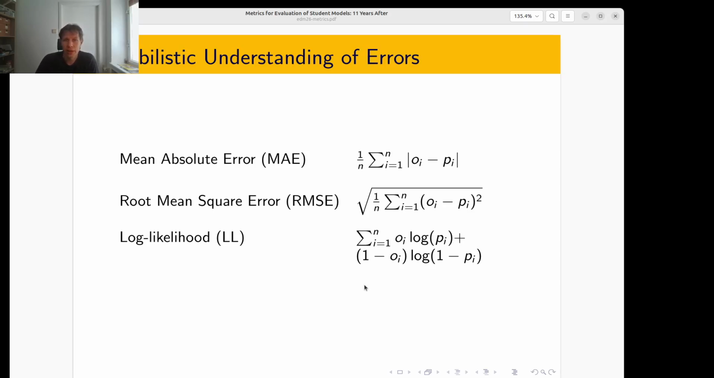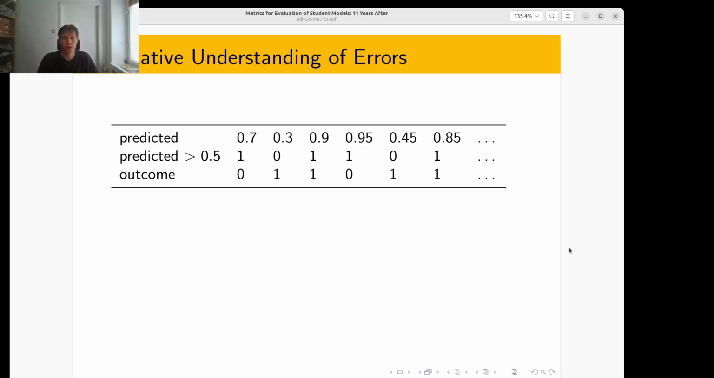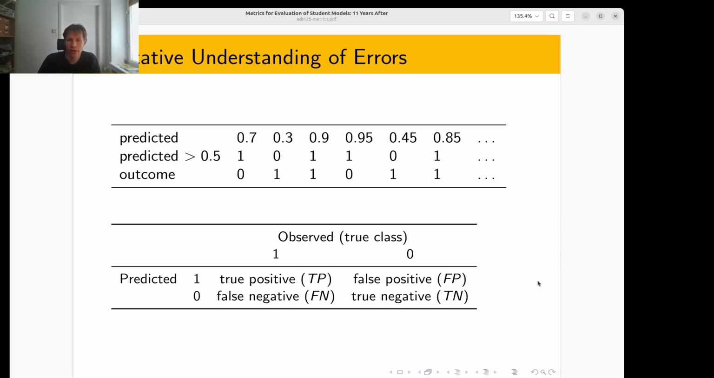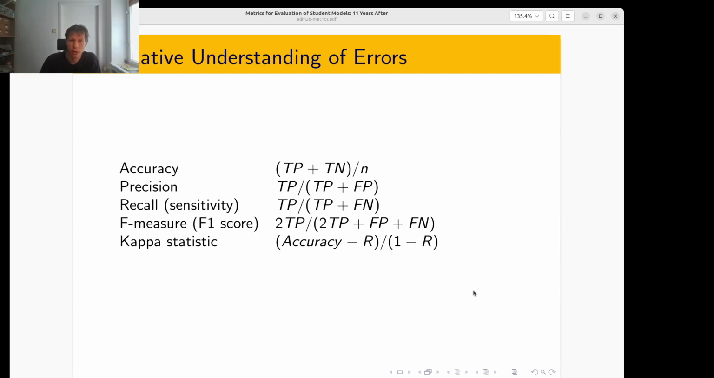With probabilistic understanding of errors, we understand the predictions as probabilities and treat them as such, for example, using the log-likelihood method, or another typical choice of this type, the root mean square error metric. With qualitative understanding of errors, we apply some threshold to the predictions, so we end up with binary predictions and binary outcomes. Based on these, we construct a confusion matrix, and based on the values in the confusion matrix, we can compute unidimensional metrics like accuracy, precision, recall, or their combination.